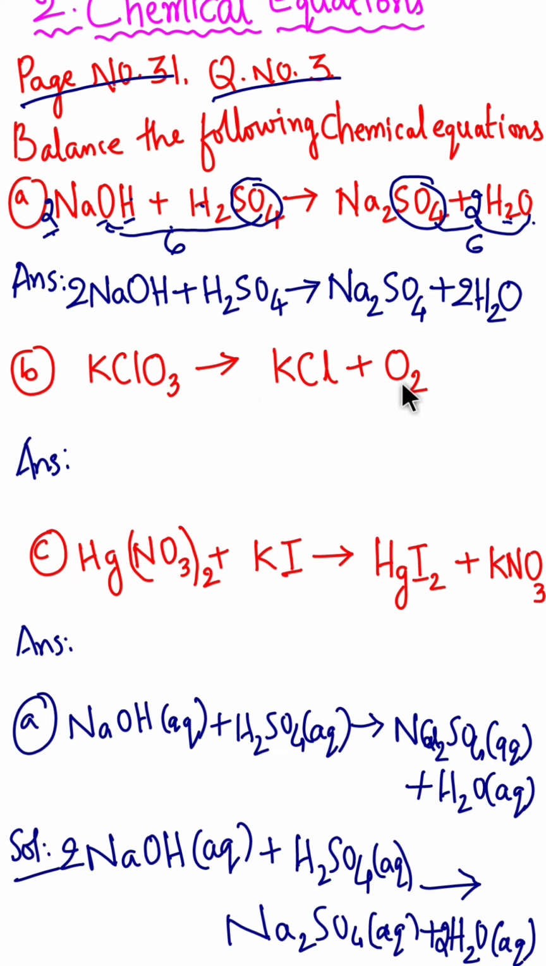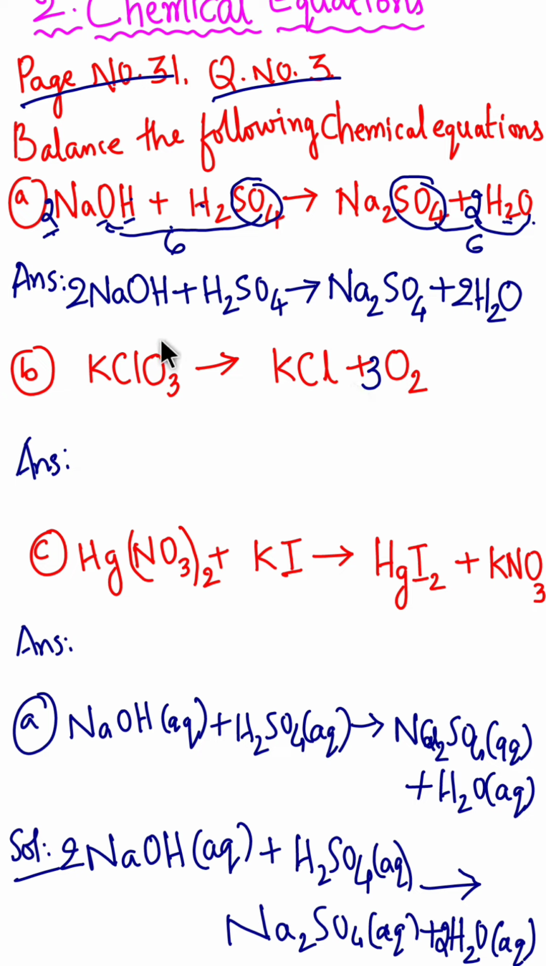KClO3 gives rise to KCl plus O2. Now here let us see 1 K, here also 1 K, 1 Cl, here also 1 Cl, but here 3 O's and here 2 O's. Then how to do here? So I will write here 3, with pencil. Then how many? 3 times 2 is 6 O's, but here 3 O's. So here it came 3 times 2, 6, but 3 O's are left.